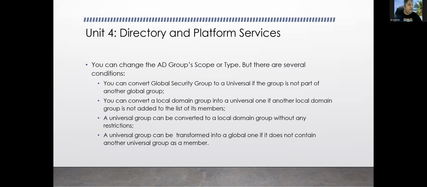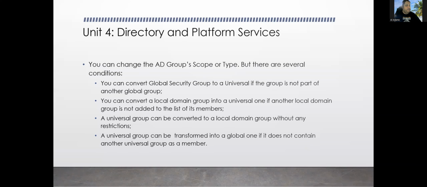So you can change the AD group scope or type, but there are several conditions. You can convert global security groups to a universal if the group is not part of another global group. You can convert a local domain group into a universal one if another local domain group is not added to the list of its members. A universal group can be converted to a local domain group without any restrictions. A universal group can be transformed into a global one if it does not contain another universal group as a member.